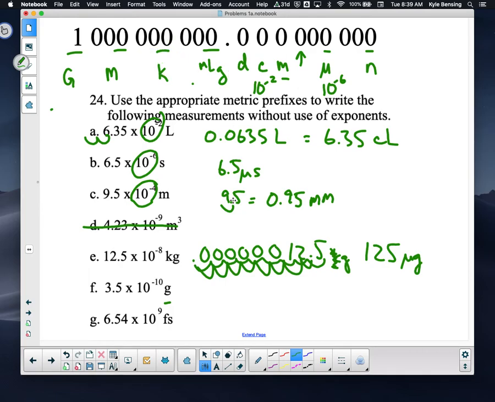Now, negative 10 places is over here. This one is 10 to the negative 9th, so this would be 10 to the negative 10. So 10 to the negative 10 is all the way over here, and if I put the 3.5 right here, and I go to there, and I need to go to nano because that's the closest one, then what I have is 0.35 nanograms, like that.